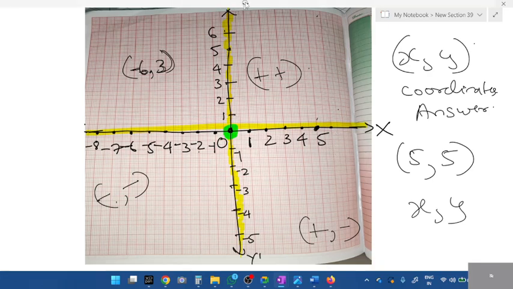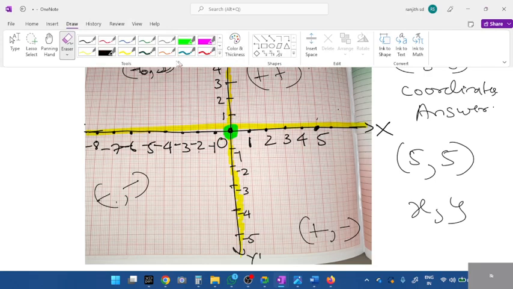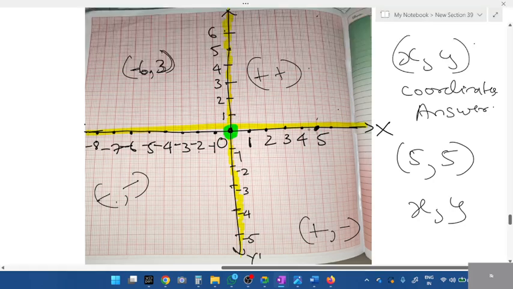Now we'll plot on the axis, students. Look at this red point. What is the answer for this? On which axis is the point lying? X axis or y axis? Y axis. On y axis, what's the answer? Minus 3. So y axis minus 3, x axis will be 0.